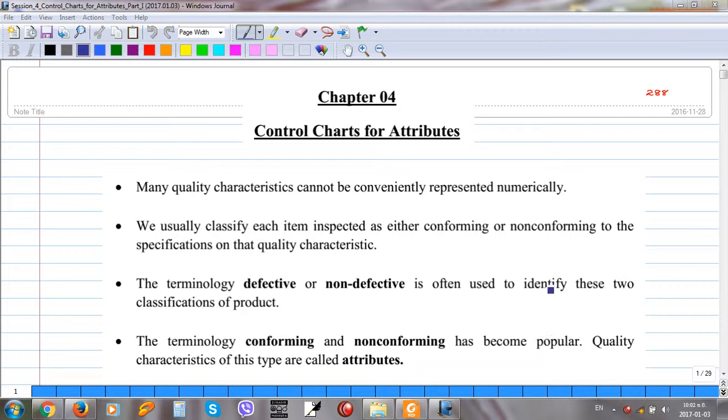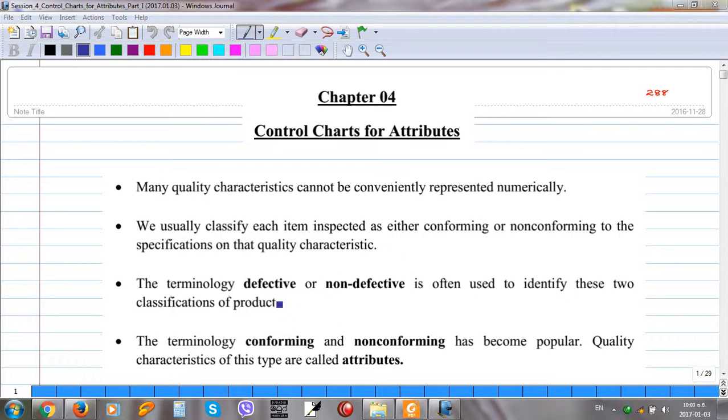In the previous chapter we discussed control charts for variables. In this chapter we consider attributes. You know that not every quality characteristic can be represented numerically. Therefore we have to classify those quality characteristics according to some specification. Here we consider conforming and non-conforming, and the terminology defective or non-defective is often used to identify those classifications of product.